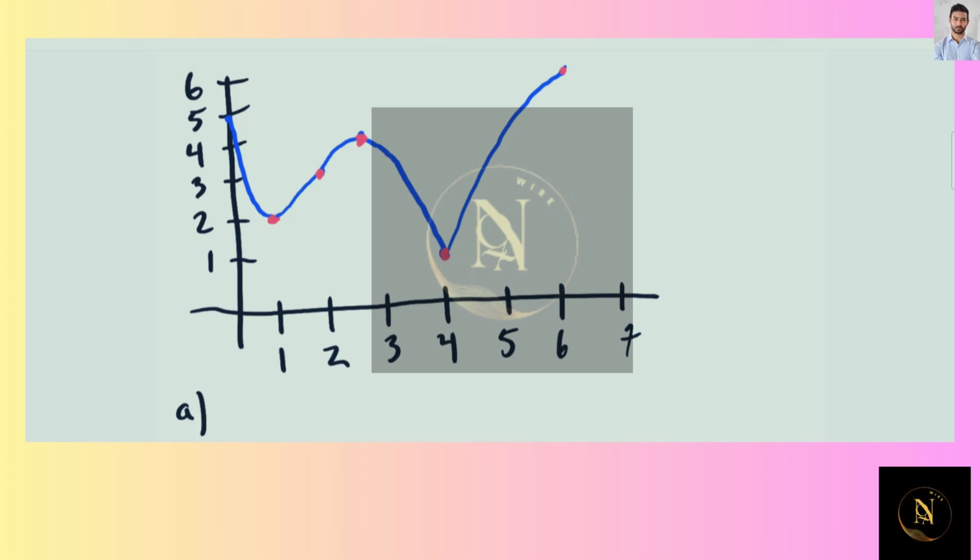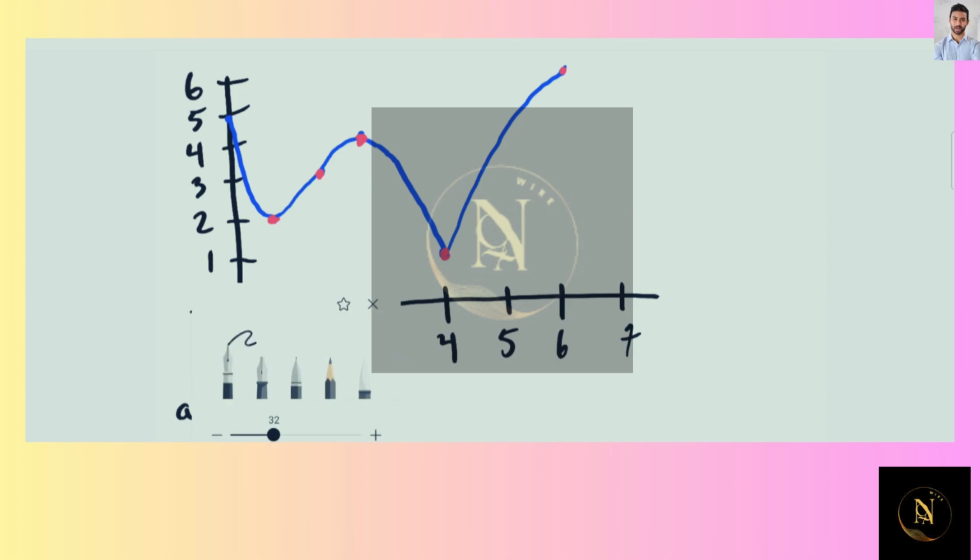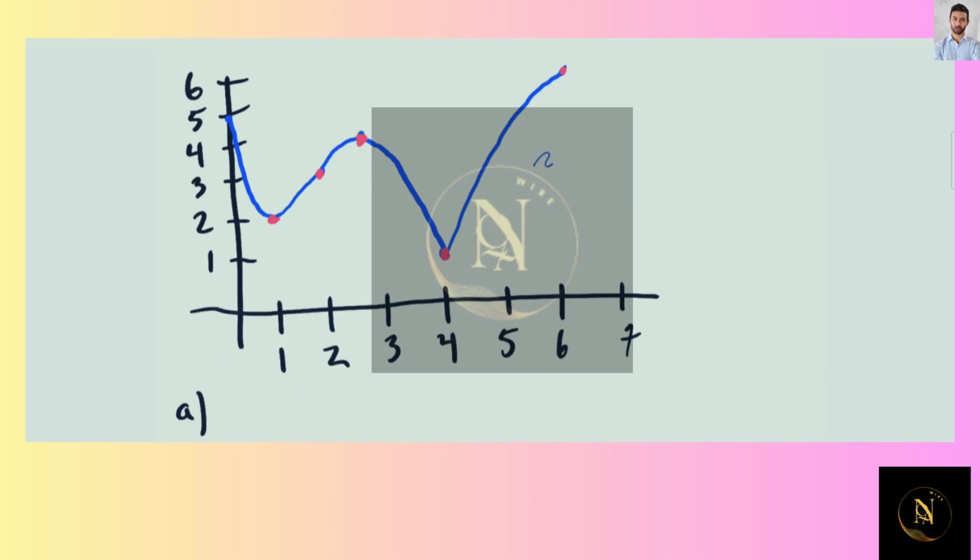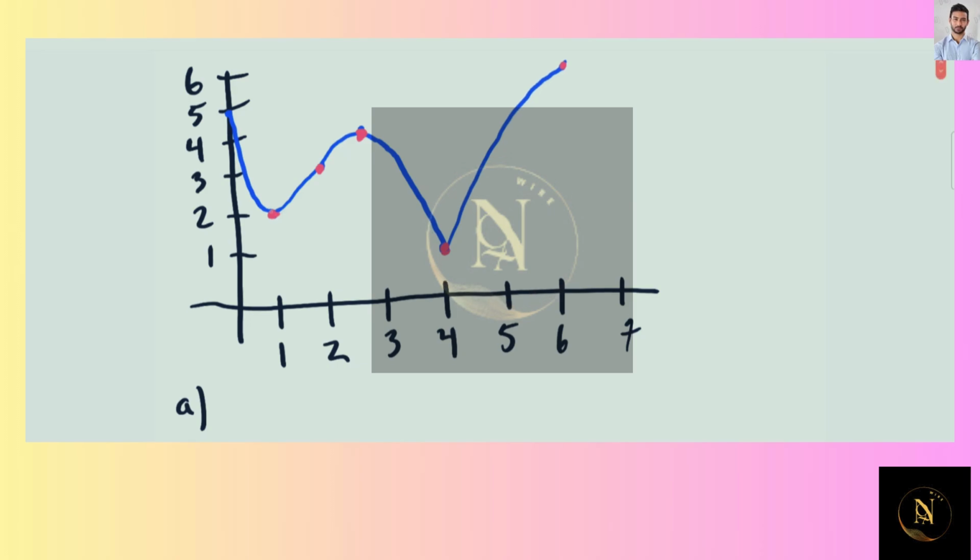We could have a minimum value that's just like this, and then the graph just stops. But in this case, we're not just stopping, we're keep going. So this is a local minimum. And whenever you have a local minimum value, that means that we're going from decreasing to increasing, as long as it's like a curve.